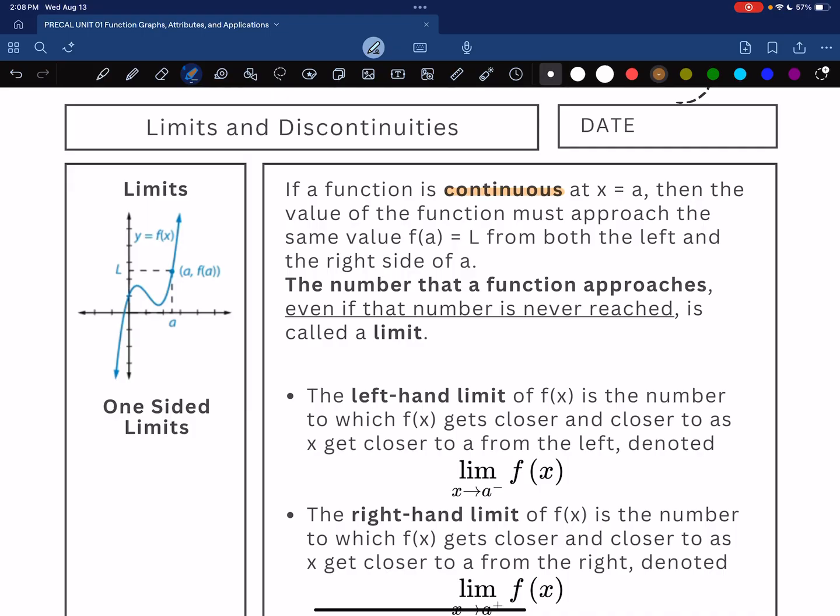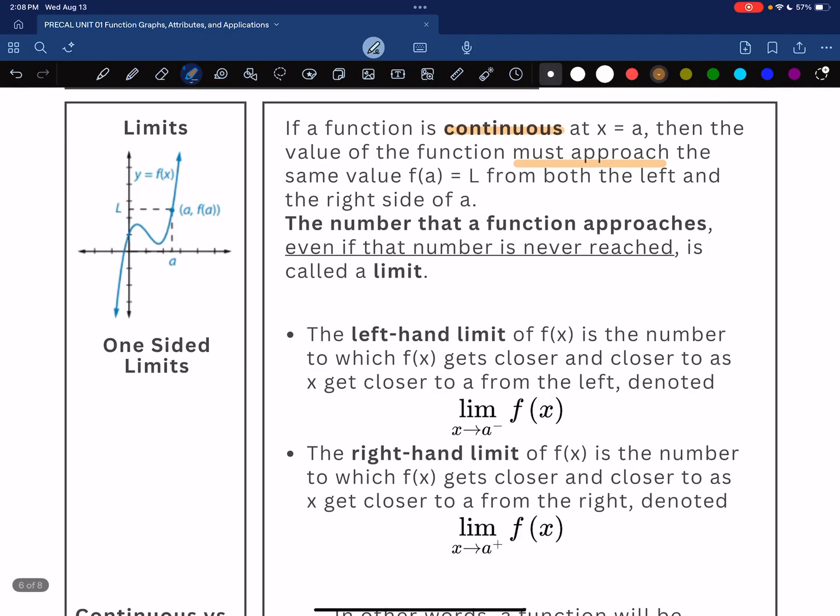If a function is continuous at x equaling some number, we'll call that number a, we're making it general, then the value of the function must approach the same value, f of a equaling L, from both the left and the right side of a. That sounds a little bit tricky, so let's look over here at the diagram to help take what is written in the English language and visualize it.